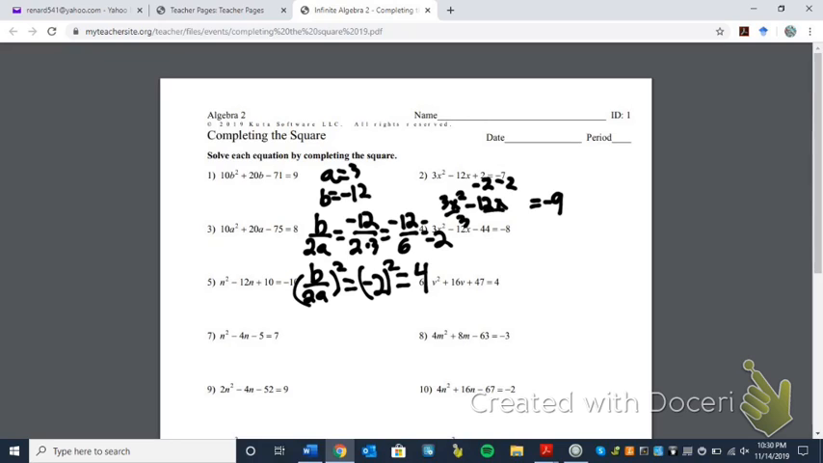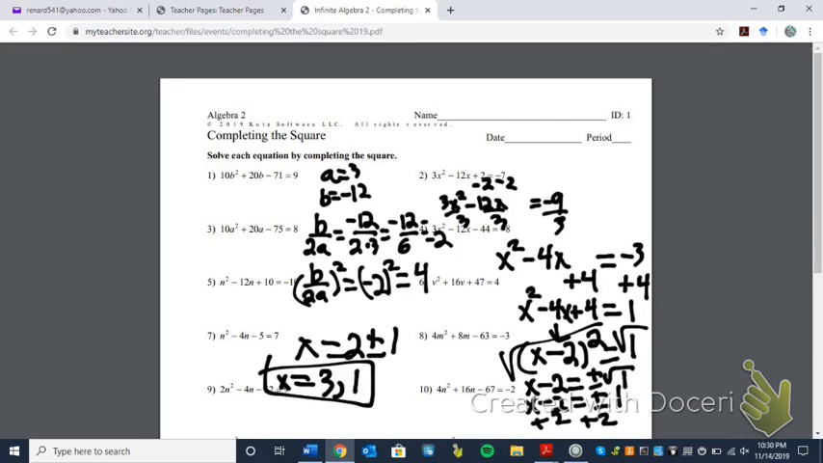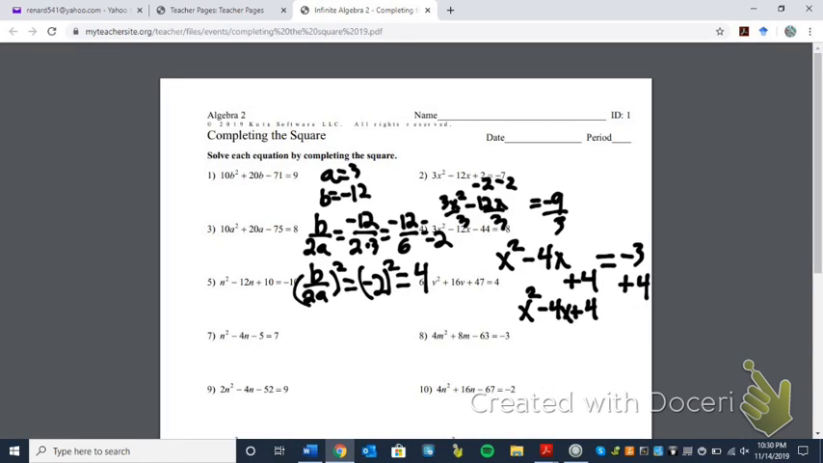So we want to divide by a, and that gives us x squared minus 4x equals negative 3. Here we add (b over 2a) squared to both sides, because remember, we're making a perfect square that we can then factor into a square binomial. So we have x squared minus 4x plus 4 equals 1. We're going to factor that into x minus 2 squared equals 1.